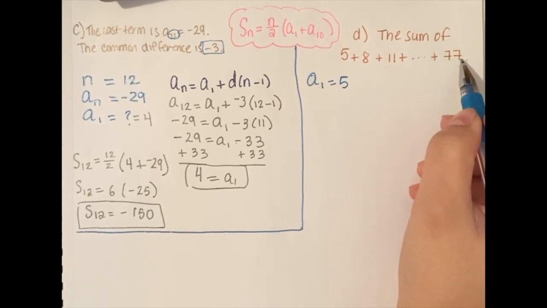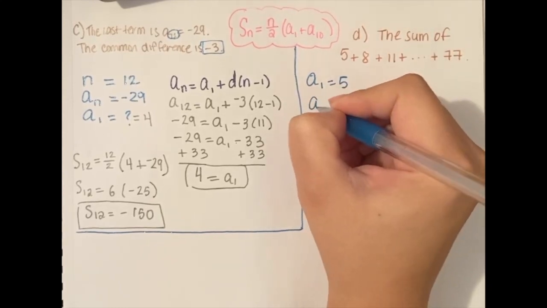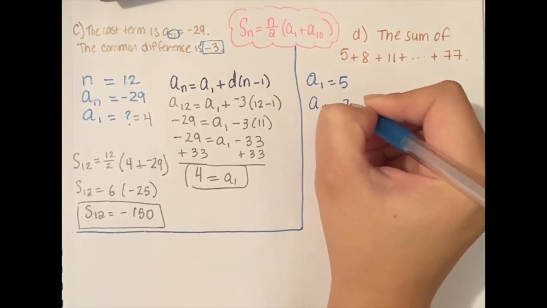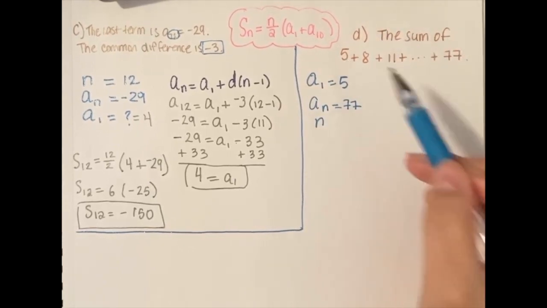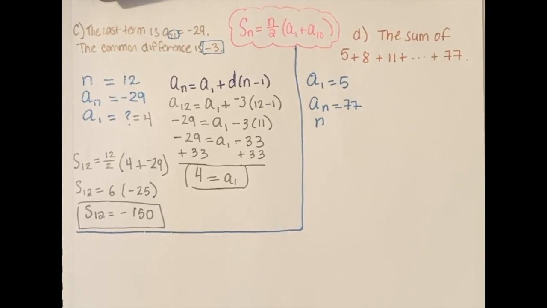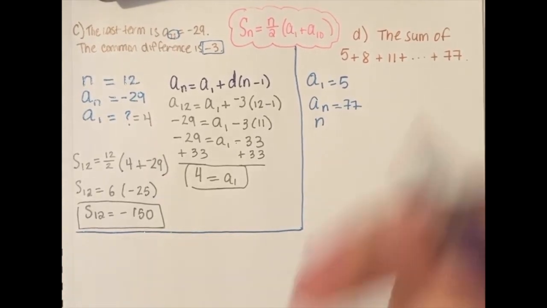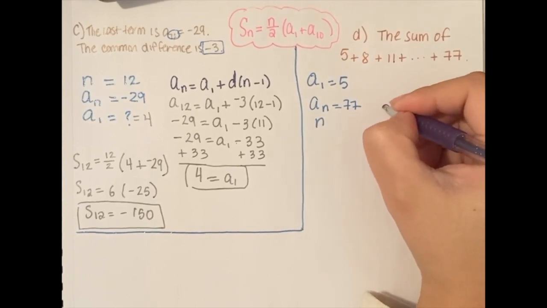We know what the last term is. It's 77. What we don't know here is how many terms there are in total. We don't know that. So we're going to go again back to our handy trusty formula.